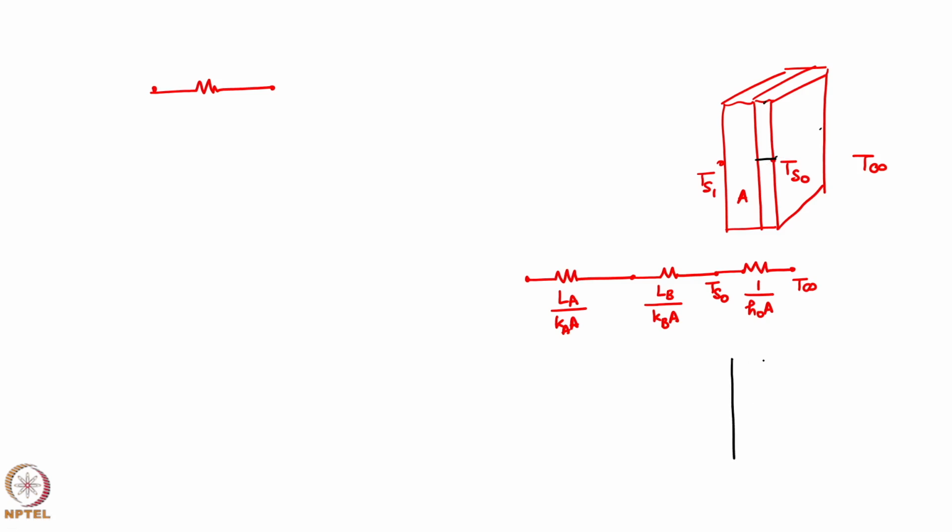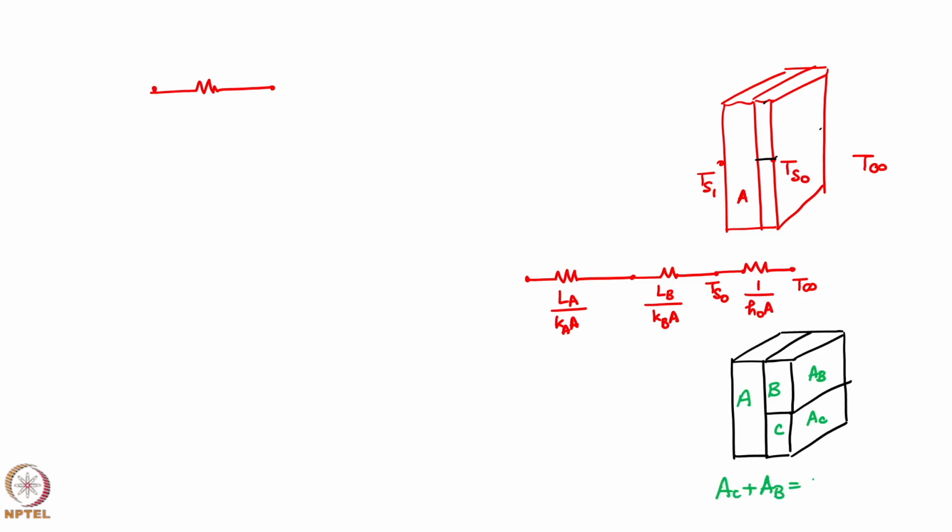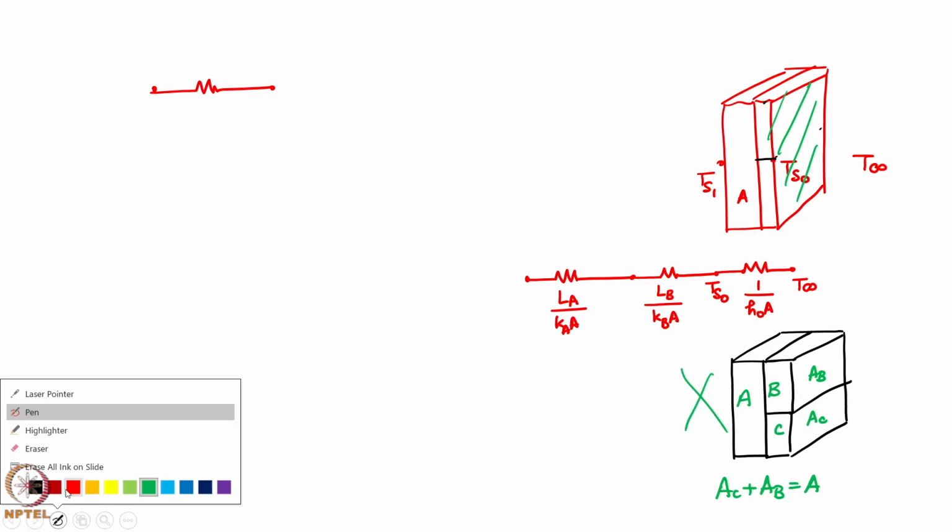If the split was like this, and the window of the oven was made so that the top half had a different material and the bottom half had a different material, so this is material A, this is material B and material C, then I would have to find out A C and A B, where A C plus A B is equal to A, the area of the window. But in this problem we do not have such an issue, so we do not deal with this kind of thing. So, let us go back now.